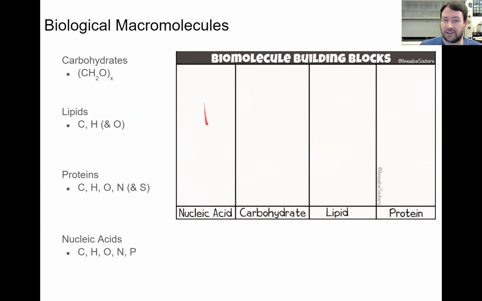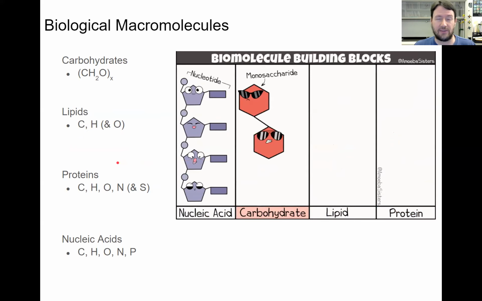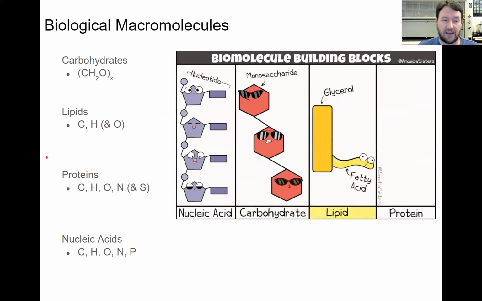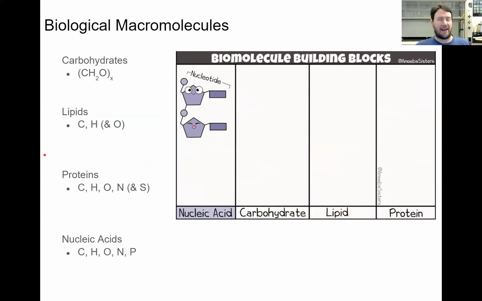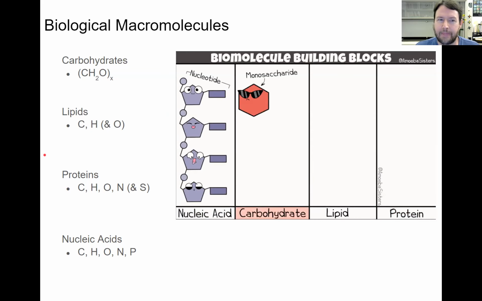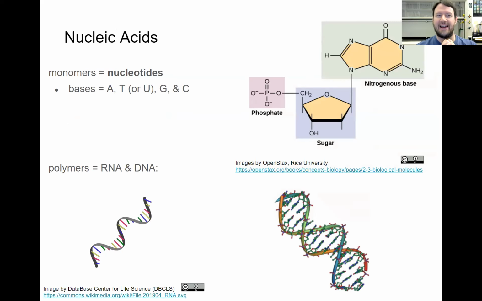So maybe structurally, they might be a little bit simpler than proteins, but the way they interact is really, really interesting. And they actually are a code for building proteins. Oh, did I just give away all of biology? I think I did. Okay, nucleic acids.